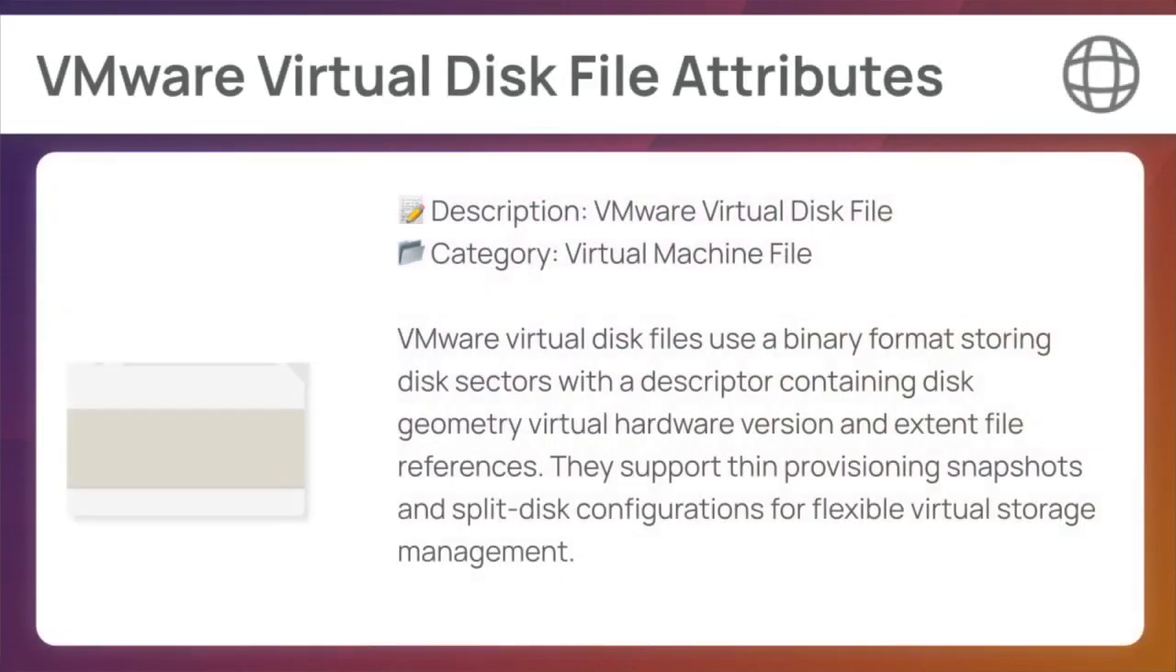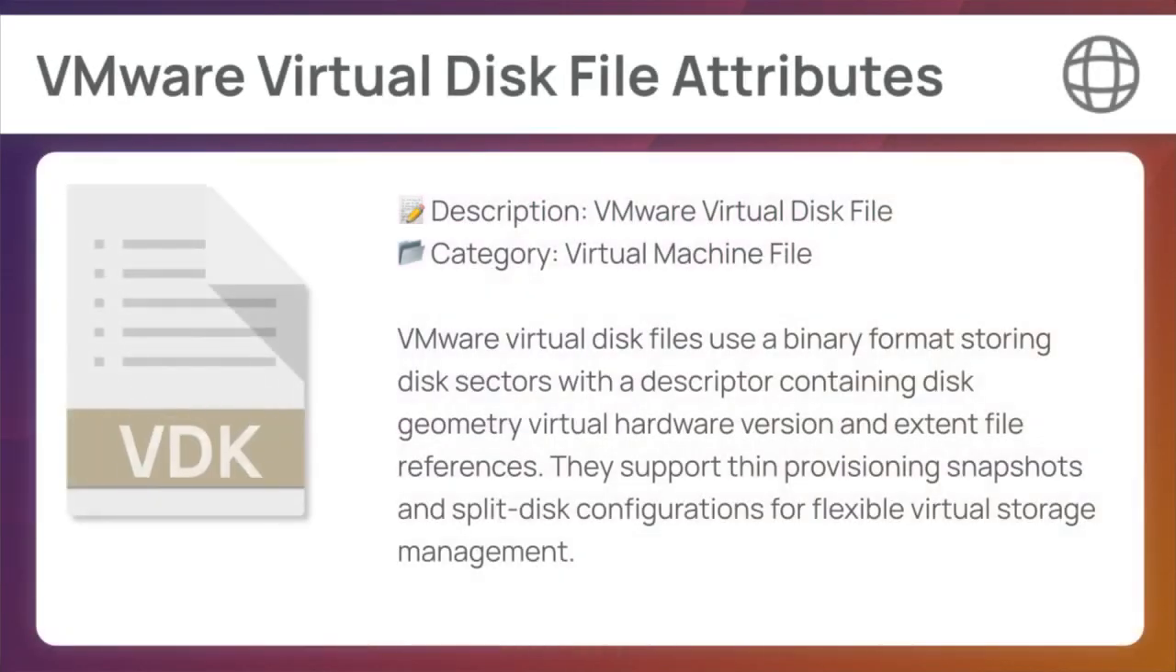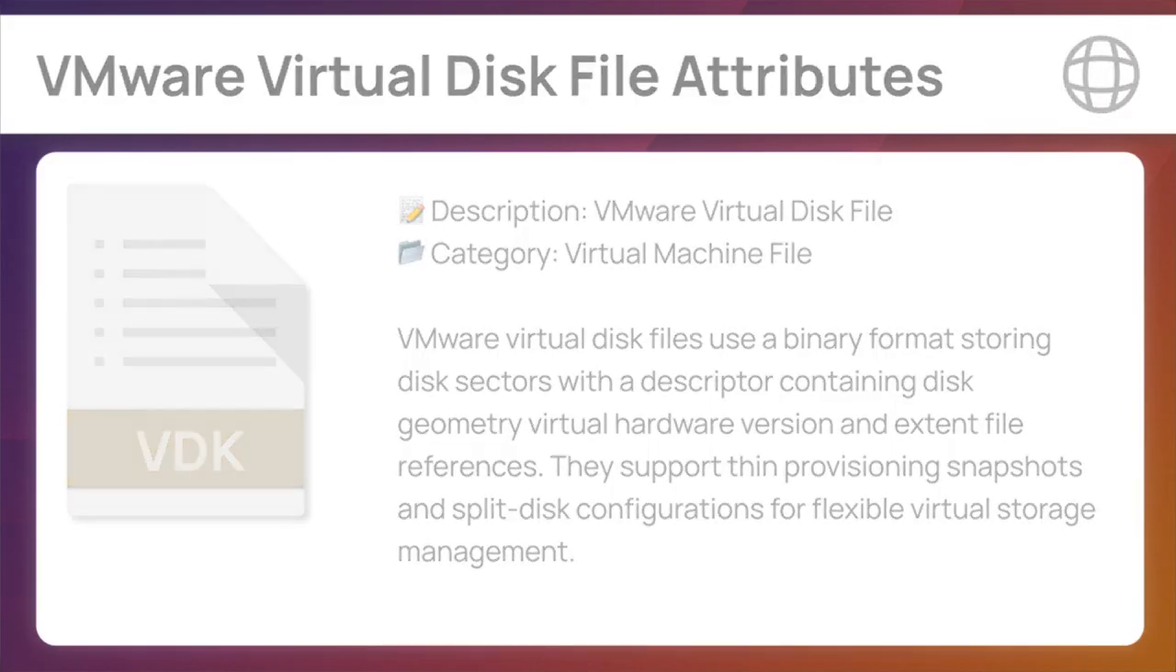VMware virtual disk files use a binary format storing disk sectors with a descriptor containing disk geometry, virtual hardware version, and extent file references. They support thin provisioning, snapshots and split disk configurations for flexible virtual storage management.